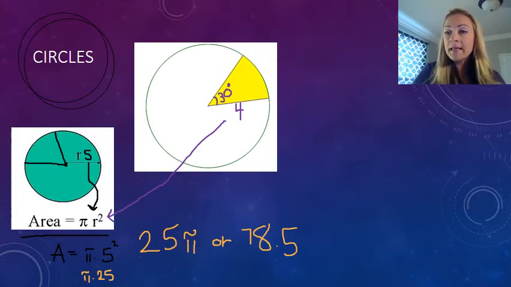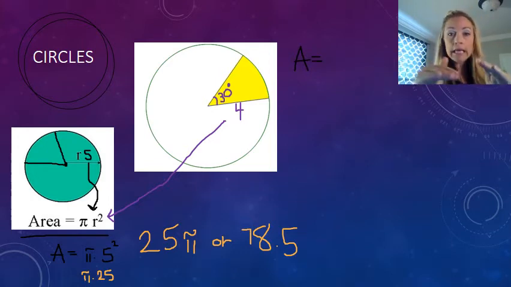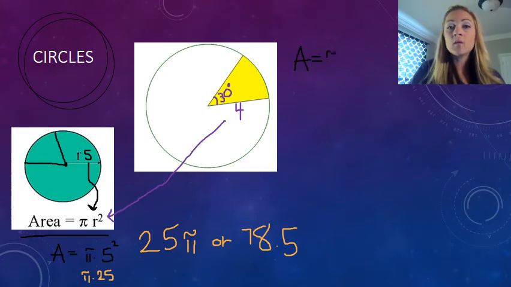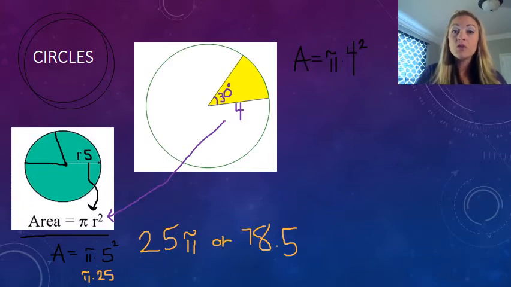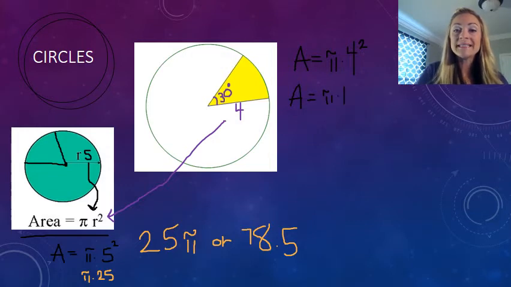So area equals pi r squared. So in this case, I'm just taking my info and plugging it in. So area equals pi times r squared. In this case, our r is 4, so that's why I'm putting 4 in place of r. And then we're going to square it. So 4 squared is 16. So I end up with pi times 16.